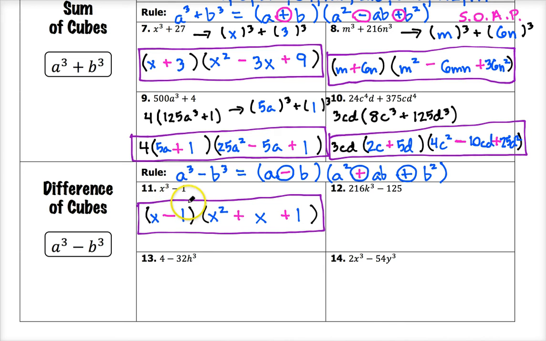So now I want you to practice with 12, 13, and 14. Check for GCFs first for each of those, and then factor using that rule. And again, be careful with your signs. Okay, it should be a minus here, a plus here, and a plus here for differences of cubes.